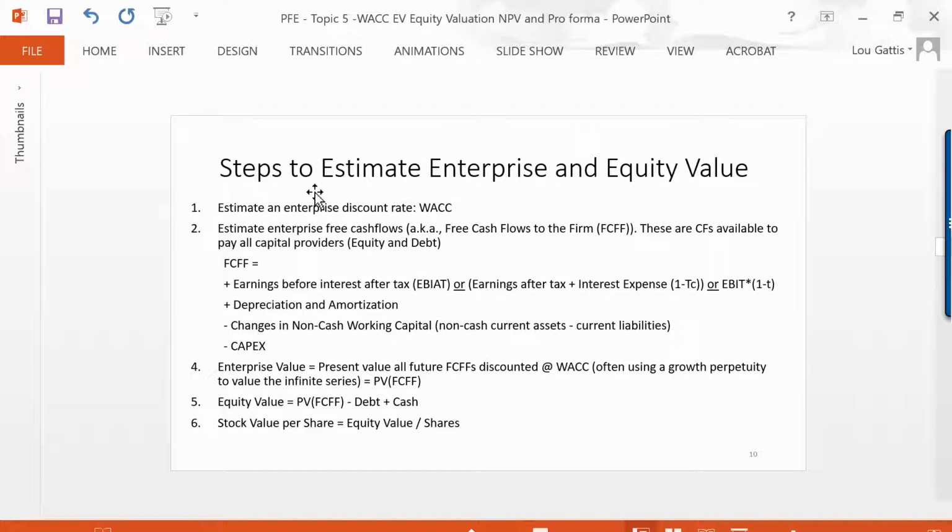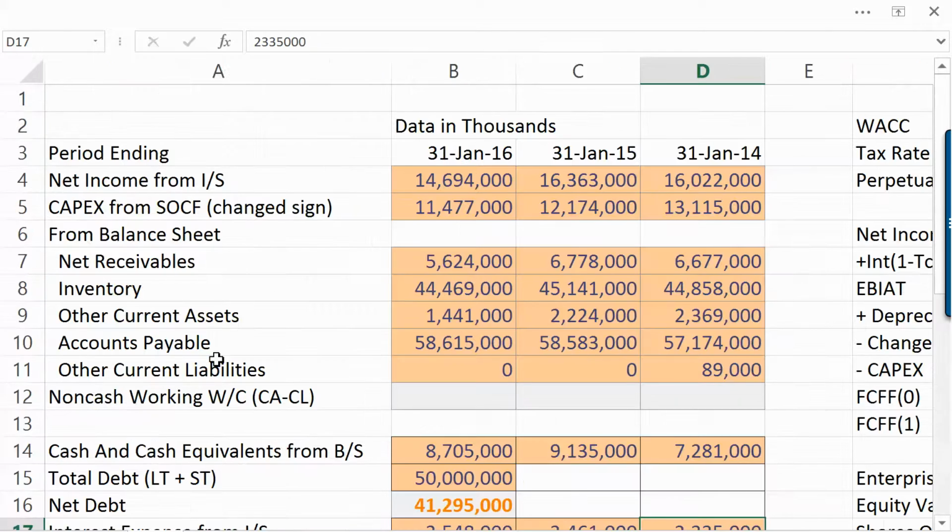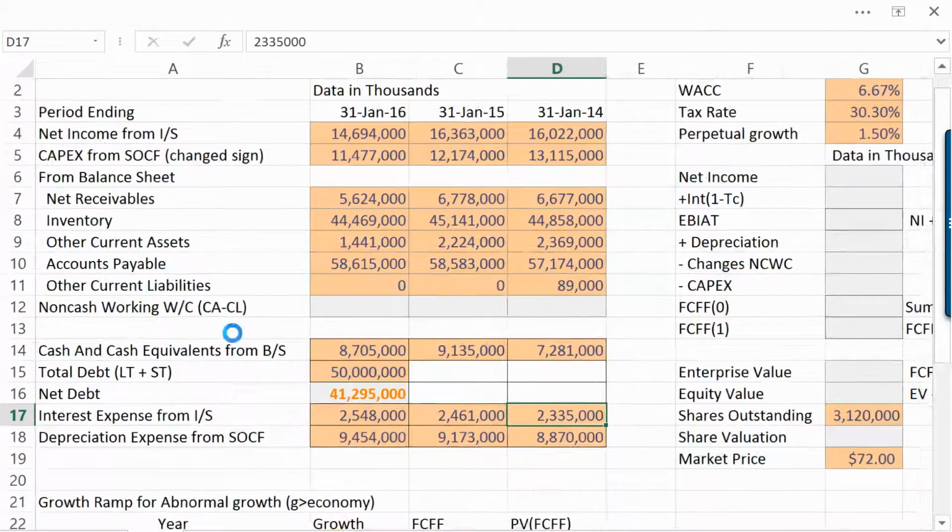So we're going to estimate WACC, use that to estimate free cash flows to the firm using our formula. Take the present value of all future free cash flows, that'll be my enterprise value. Subtract off net debt, that'll give me equity value, and I'll divide by number of shares, and that'll give me the stock price, fundamental stock price. So let's grab some financial data. So I grabbed this already, and here's the information I got on Walmart.